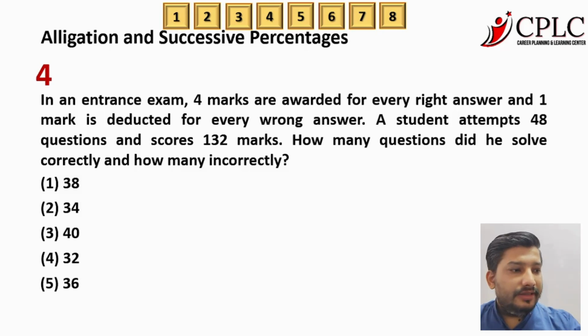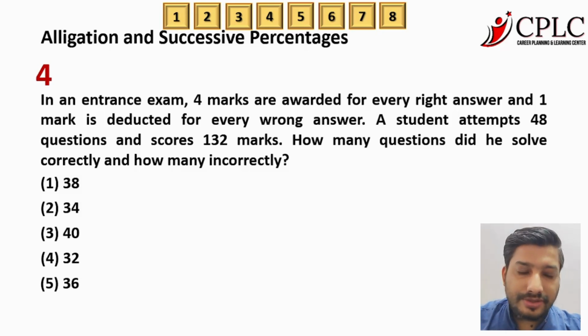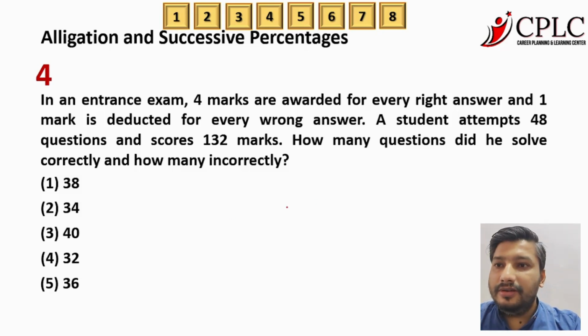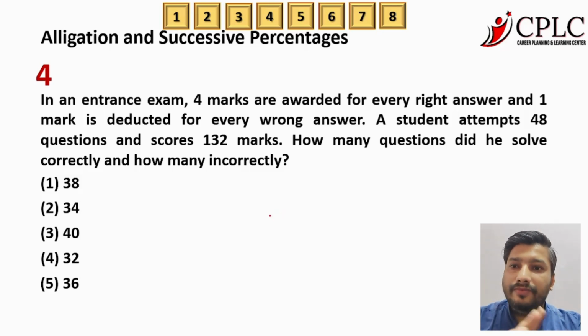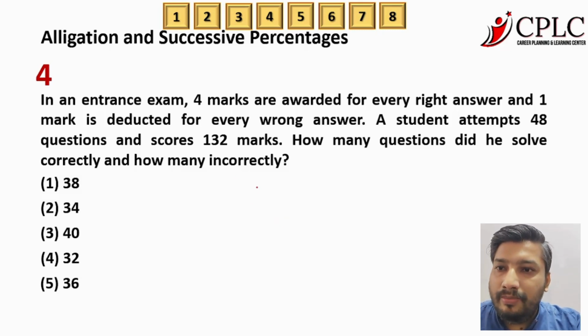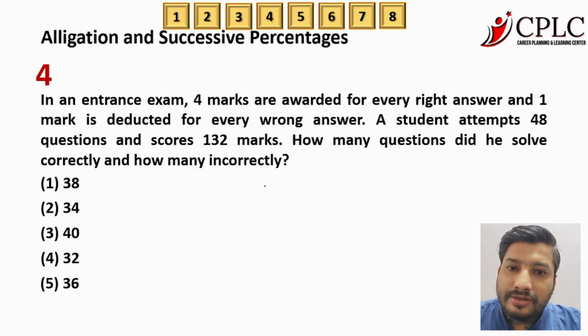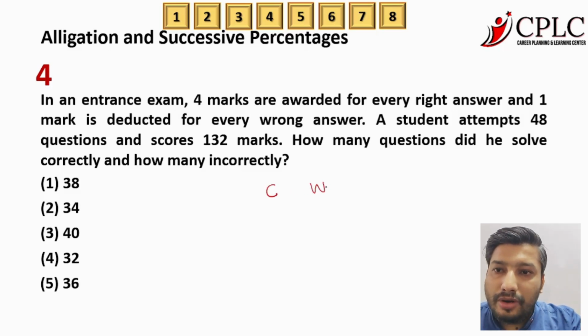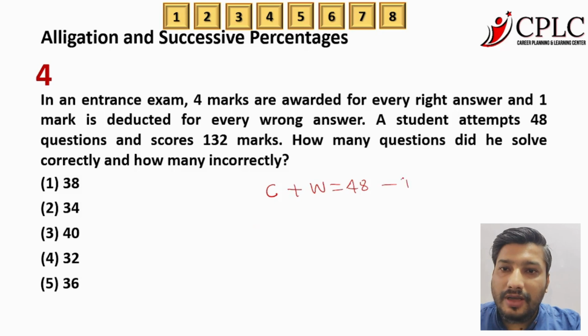One way that I normally think about is equations, which most people are probably not comfortable with. Those who are comfortable can obviously understand. So let's do that. Let's say he is attempting 48 questions. Obviously not all of them are going to be correct. So let's make one equation for the number of questions. Some of them can be right, some can be wrong. Let's assume the correct number of questions is C and the wrong questions are W, and both together are 48 questions. So C + W = 48 is one equation.